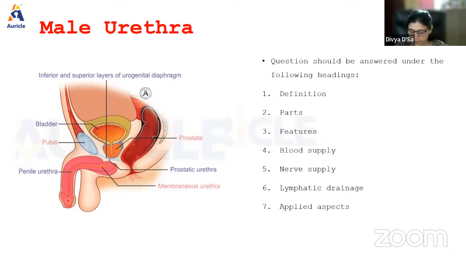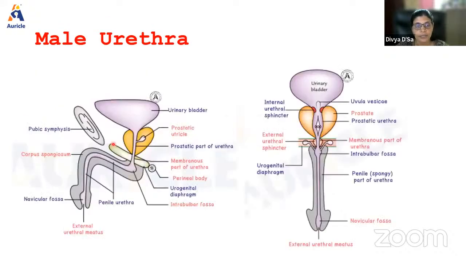For this urethra, we have to know the parts, the features, blood supply, nerve supply, and lymphatic drainage. We will look into it. This male urethra we divide into four parts: the small portion we call the pre-prostatic part, then the prostatic part, the membranous part, and the spongy part.